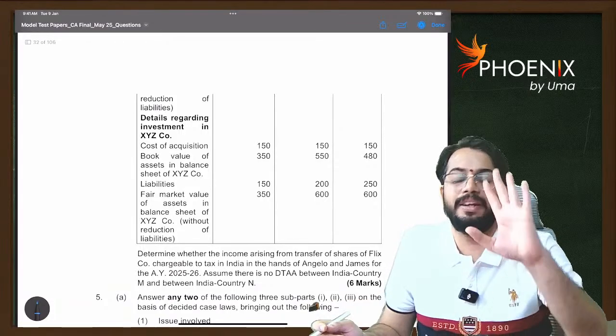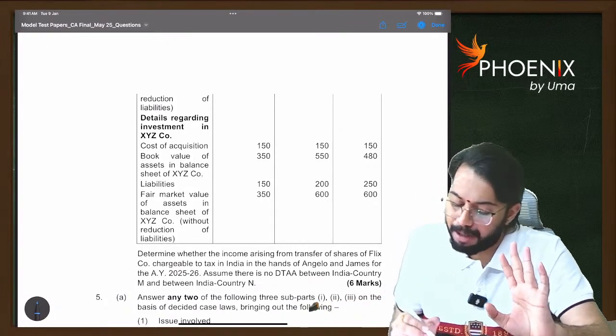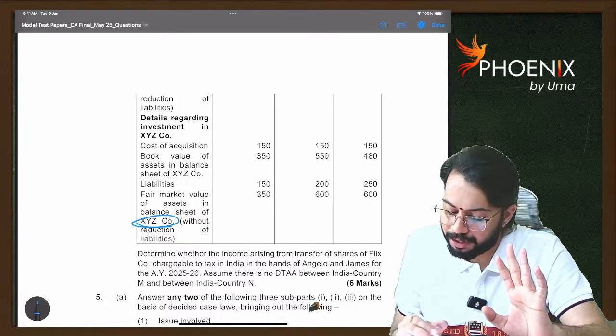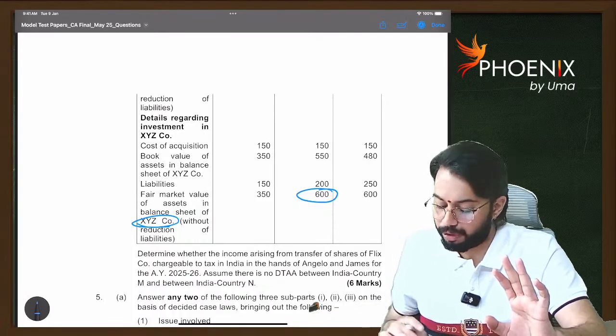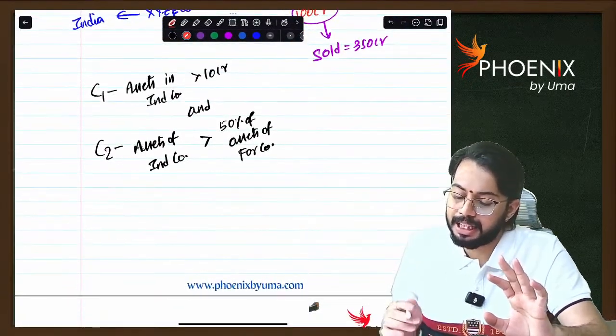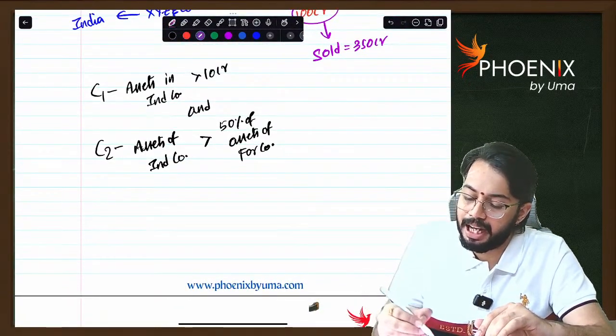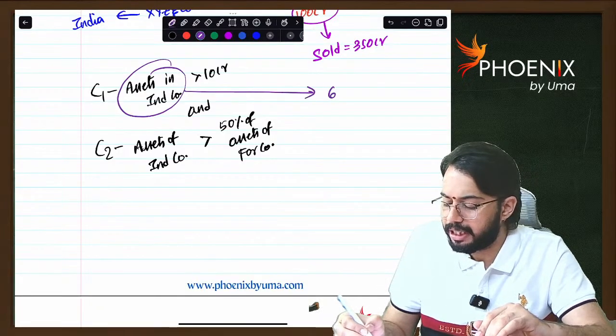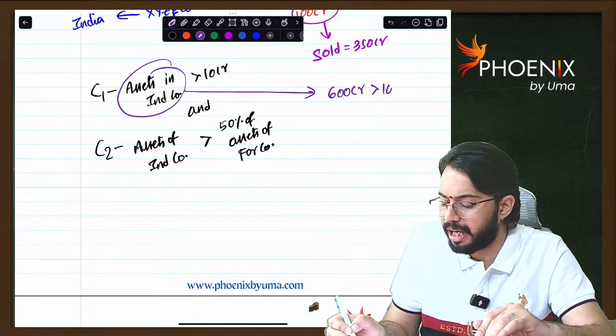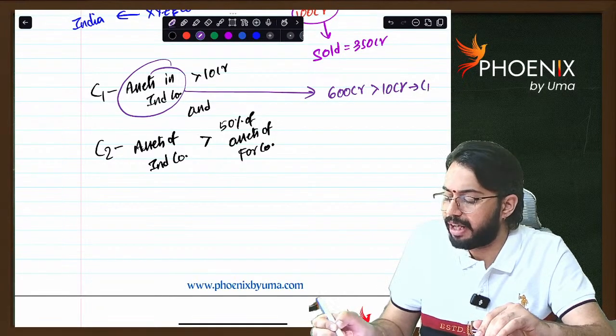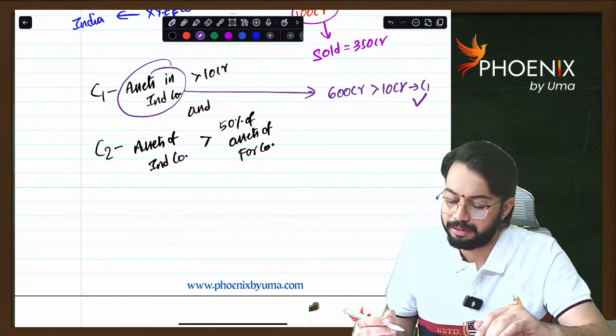So as on 1st June 2024, how much is investment in Indian company? Fair market value of assets of XYZ and Co is 600 crores. So assets in India are 600 crores. That means more than 10 crores. Condition 1 satisfied. Correct.